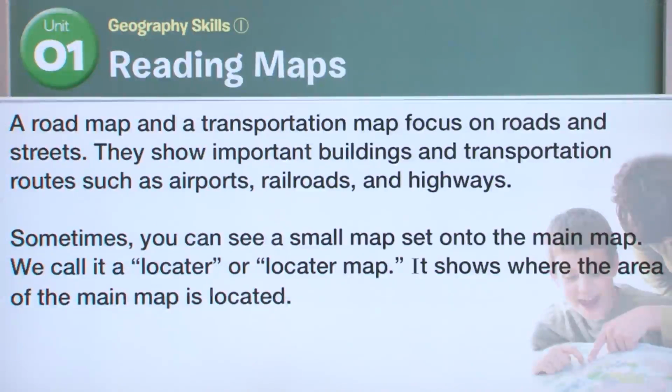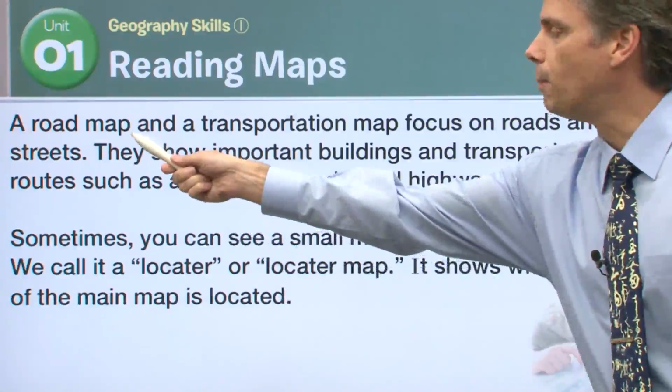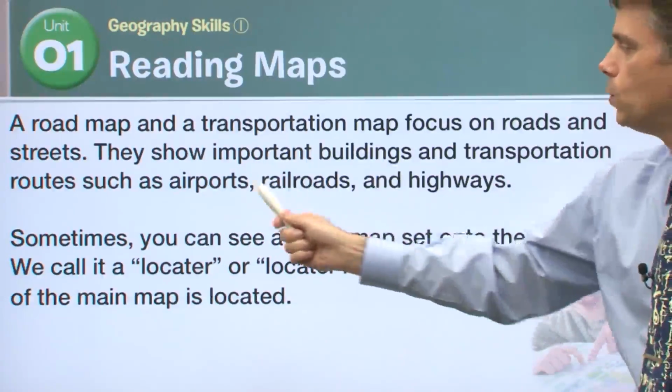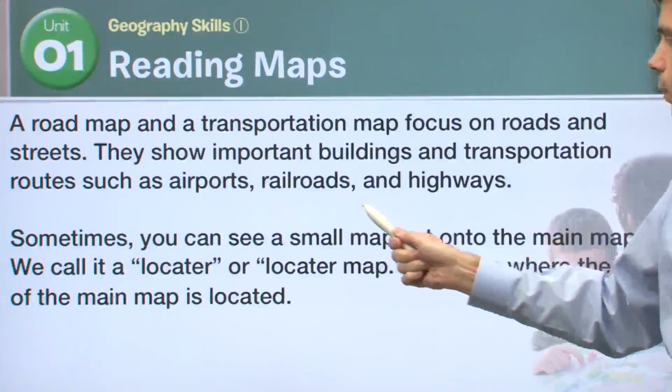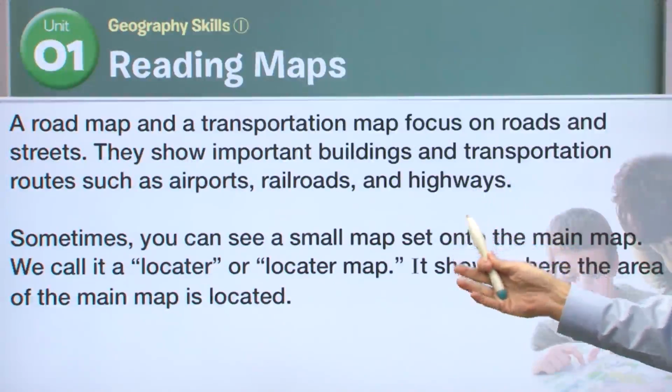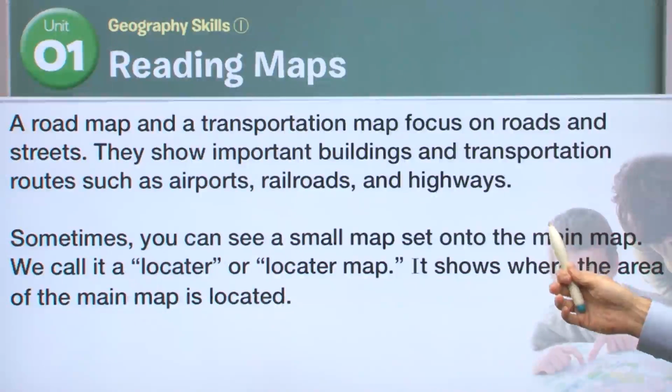And a very common one is the road map. Many people use the road map so that they can drive to the airport, find the railroads, and especially the highways. If you don't have a road map, you can get lost very easily.